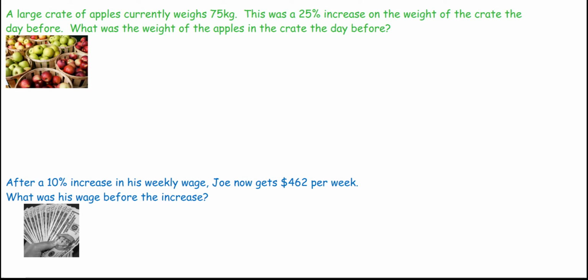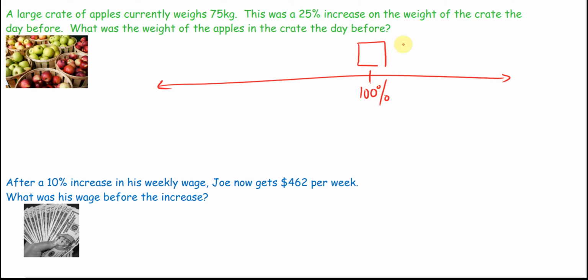So we're going to use number lines to do these problems, and the first thing we want to put on the number line is 100%. So 100% refers to the original value, which we don't know, so we're just going to put a box there, and we don't know what that is, but we're going to work that out. What we do know is that 75 kgs is what the crate of apples currently weighs, and it says that this was a 25% increase on the weight of the crate the day before.